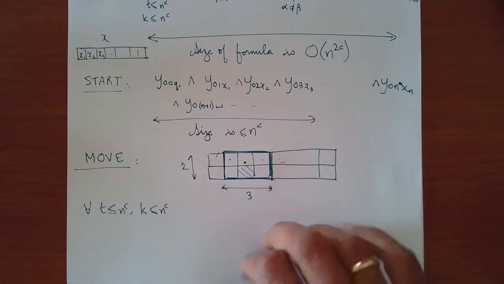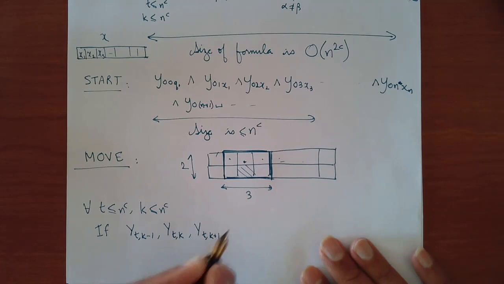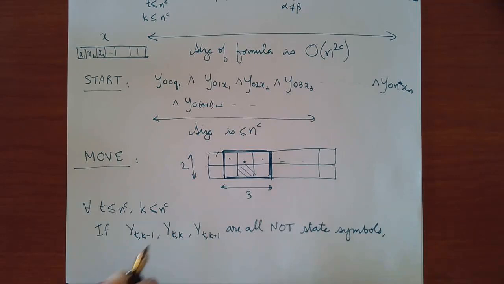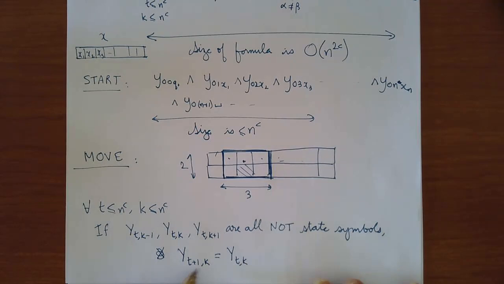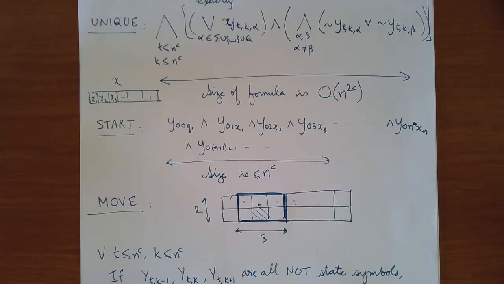that if y_t,k-1, y_t,k, and y_t,k+1 are all not state symbols, then y_t+1,k is equal to y_t,k, which means under this condition, the Boolean versions are all just going to be identical. Now, the interesting case is when one of these is a state symbol, then we have to decide what's going to happen.